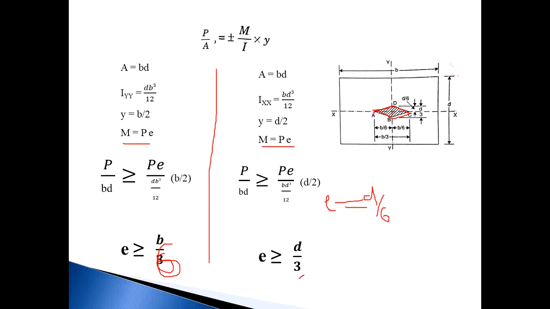Within this A, B, C, D section, wherever the load is applied, the stress produced in the section is totally compressive. When the load crosses the point A, B, C or D, it will create tensile stress. Otherwise the total compressive stress is produced in the section. So this is called the middle third rule or kernel of the section.